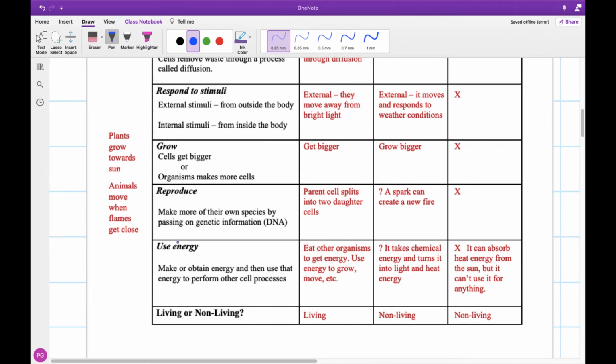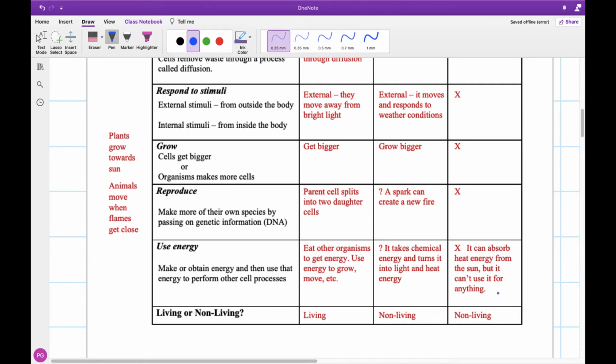And finally, it needs to use energy. So it needs to make or obtain energy and use that to perform other cell processes, like responding to stimuli, growing, reproducing, getting rid of waste, things like that. So our amoebas eat other organisms. They use energy to grow, split, move. Our fires take in chemical energy, so in the form of firewood or anything else that it's burning, and it turns it into heat and light energy. Firewood, not so much. It can absorb heat energy from the sun, but doesn't really use it for anything.